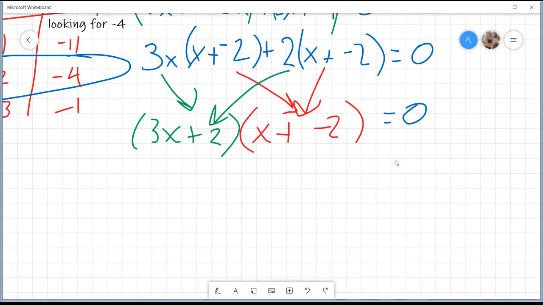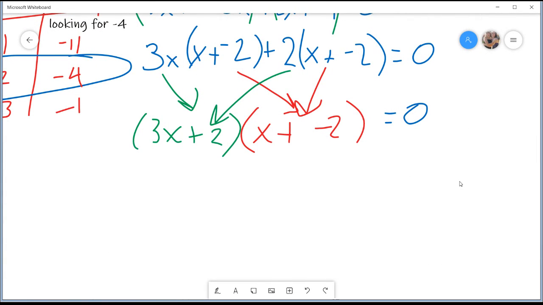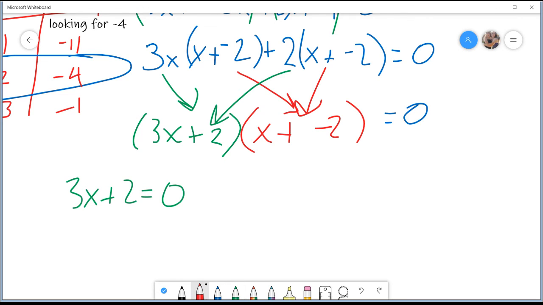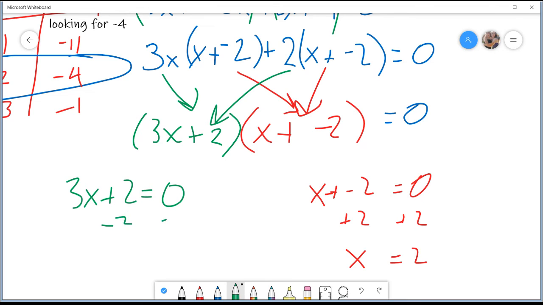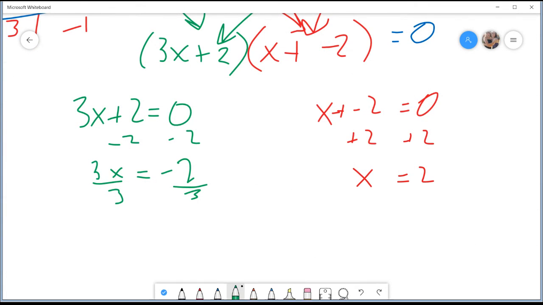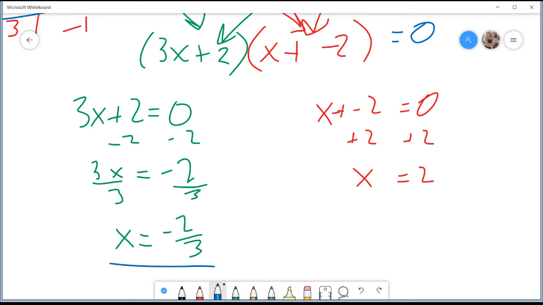And now we have two separate terms that are being multiplied that we can set equal to 0 to do our zero product property. 3x plus 2 equals 0, and x plus negative 2 equals 0. This one you just need to add 2 to both sides. So x is 2. The other side, if we subtract 2 from both sides, we have 3x equals negative 2. Divide both sides by 3, and that one is going to be x equals negative 2/3. So these are our two solutions for this equation.